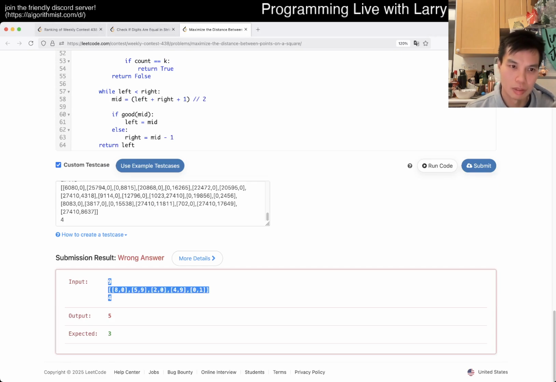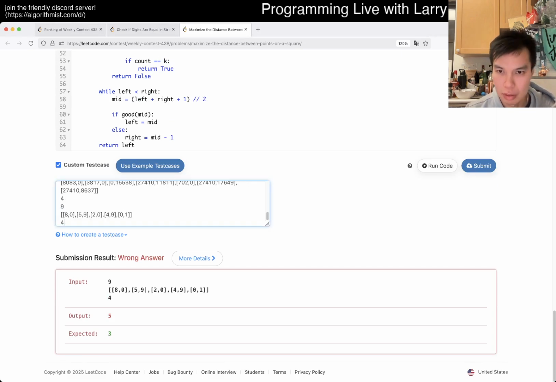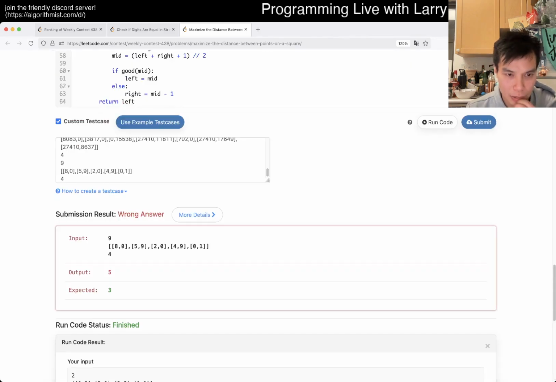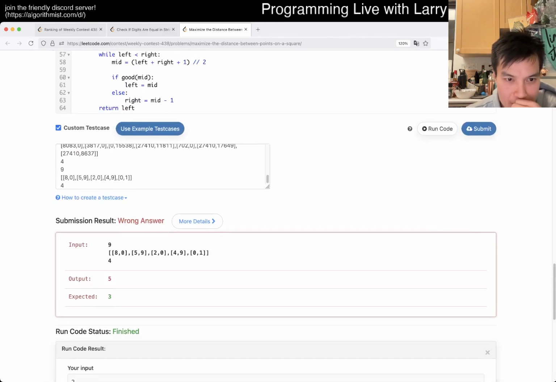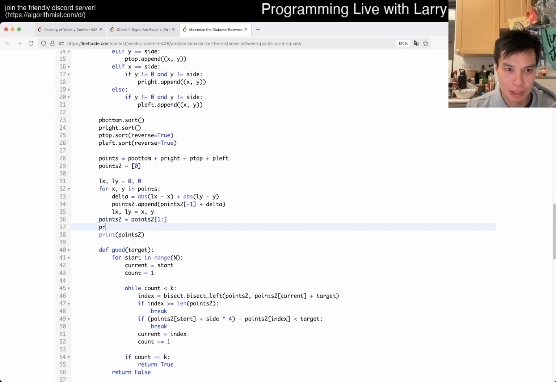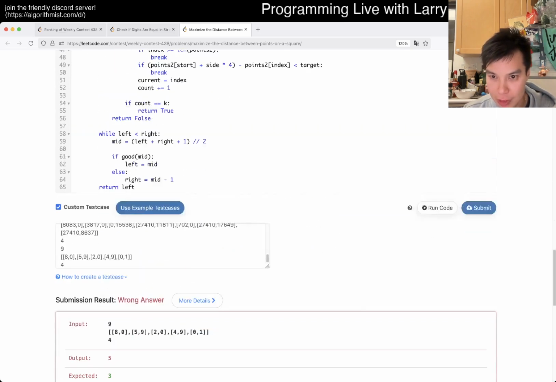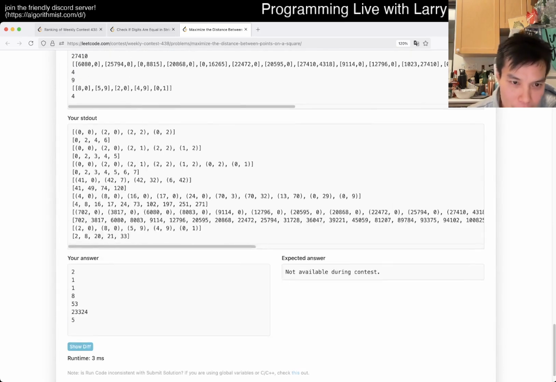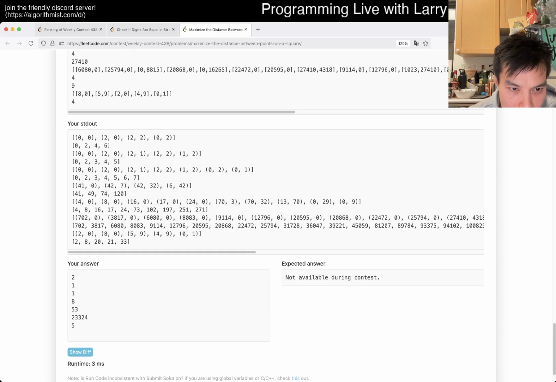Oof. I have 5, expected 3. We have 12 minutes. Hopefully I get to finish this. Okay, so I mean this is easy to debug. The key note is that we lost the number.